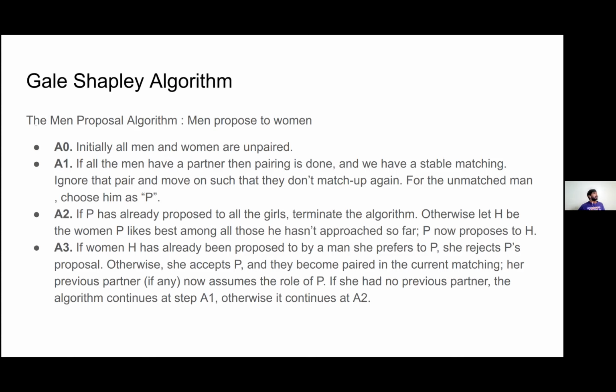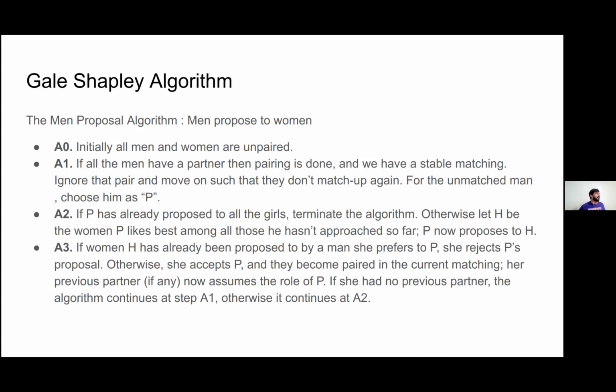And in the second step, we see that if all the men have a partner, then we have found a stable matching and the pairing is done. And ignoring that pair, we move on such that they don't match up again and find the other partners if there are any other unpaired men. So for the unmatched man, let's call him P. And in the next step, we see that if P has already proposed to all the women, then we have to terminate the algorithm because none of the women in our given set have accepted his proposal.